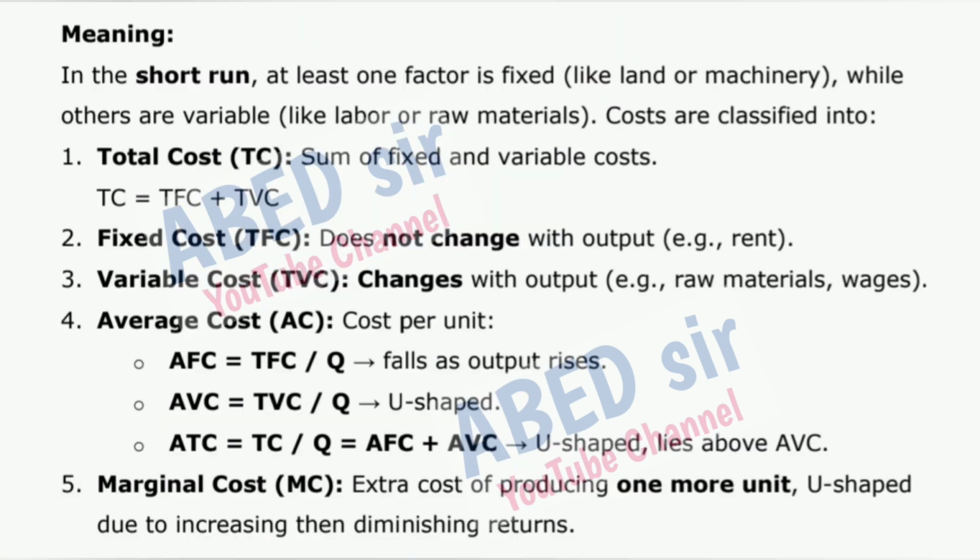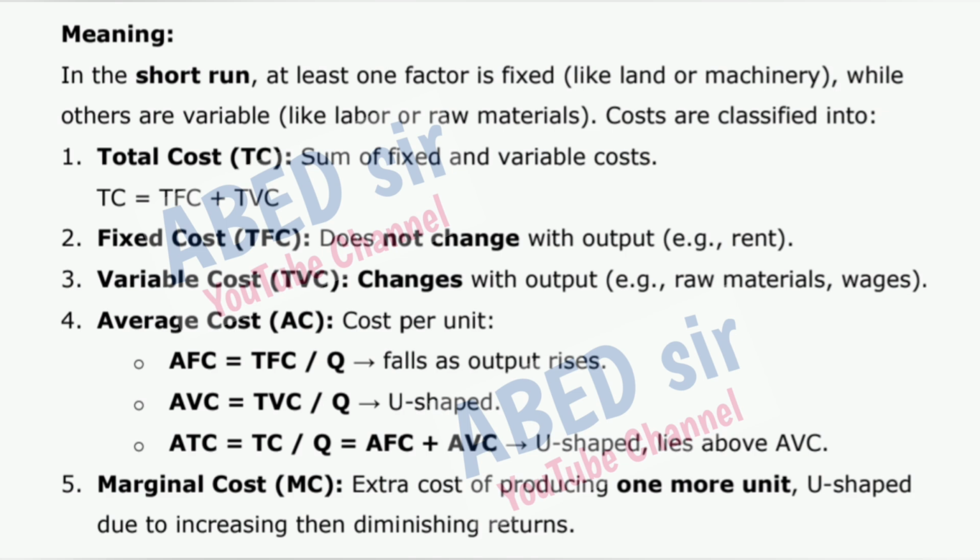Meaning: in the short run, at least one factor is fixed, like land or machinery, while others are variable, like labor or raw materials. Costs are classified into: 1. Total cost, TC, the sum of fixed and variable costs. TC is equal to TFC plus TVC. 2. Fixed cost, TFC, does not change with output, for example rent. 3. Variable cost, TVC, changes with output, for example raw materials, wages. 4. Average cost, AC, cost per unit.